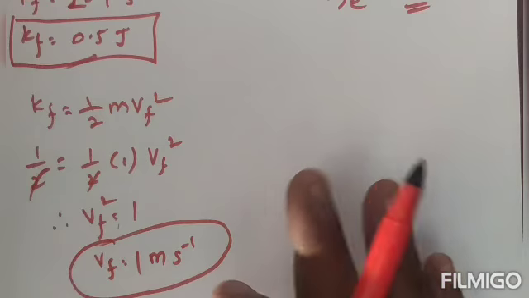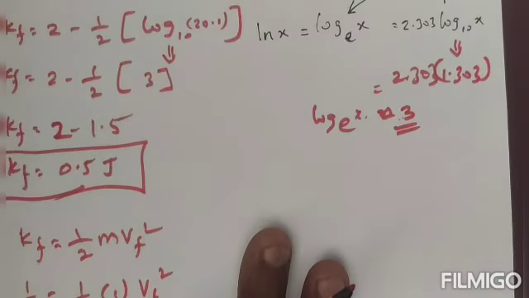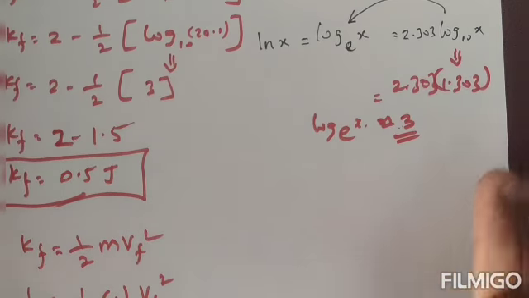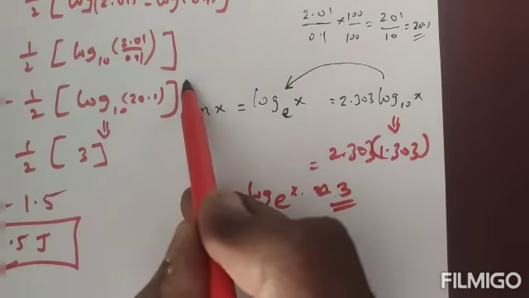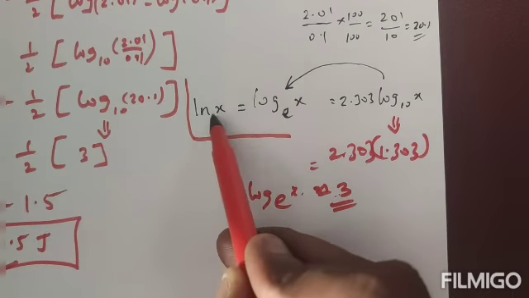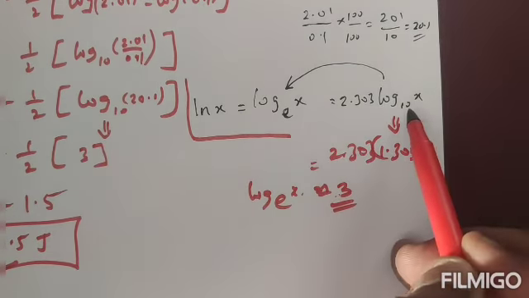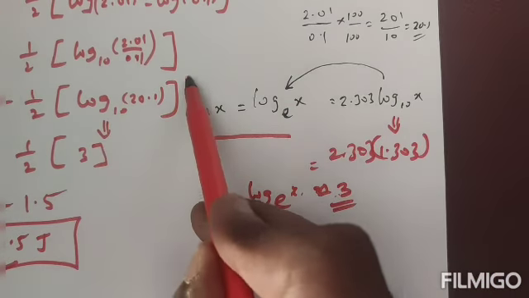Okay students, I hope you understood this topic. Here we found the final kinetic energy and then the final velocity. So be careful with the natural logarithm ln, or otherwise e power x. That value is equal to 2.303 into log 10 base x.